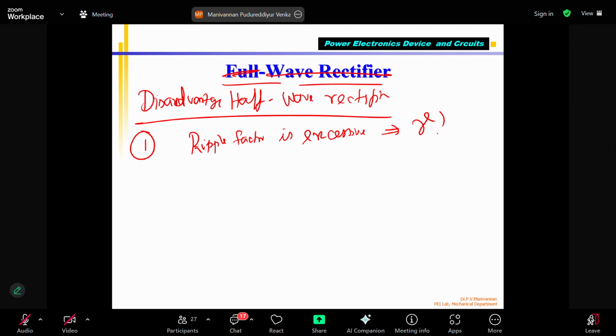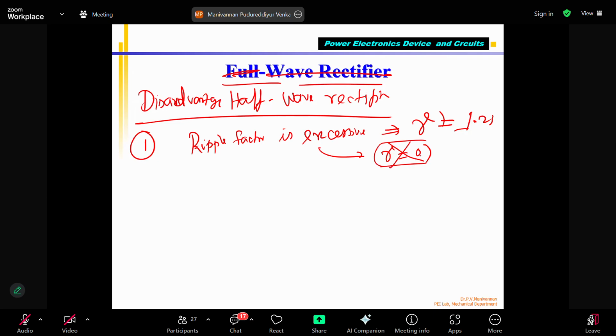Approximately gamma, we said gamma will be equal to 1.21. Already we showed the formula. Correct. This is generally very high. If ripple factor is 0, theoretically ripple factor gamma should be equal to 0. Correct. That is not generally possible.